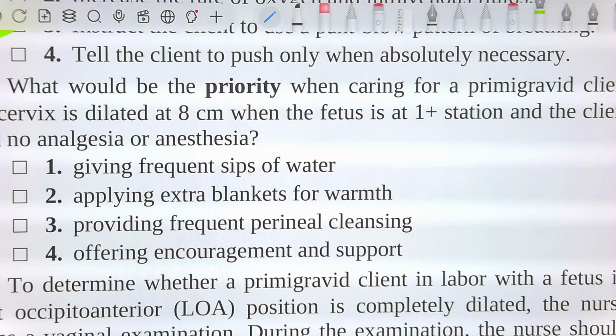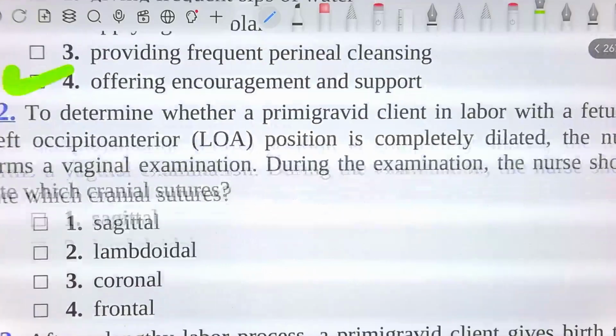There is no analgesia or anesthesia, so we can offer encouragement and support, because it is the transition phase of labor. So we have to encourage the mother.